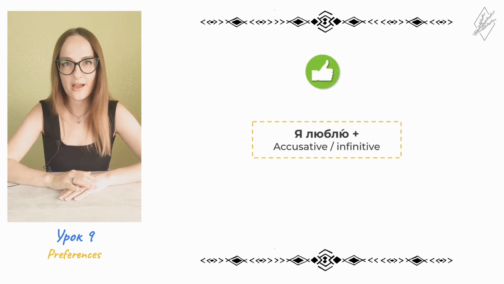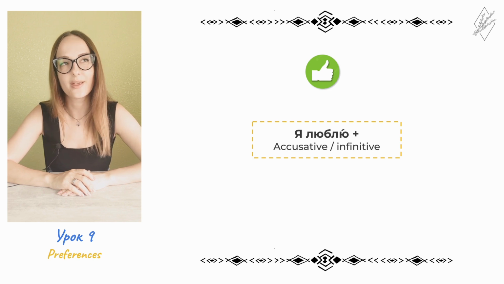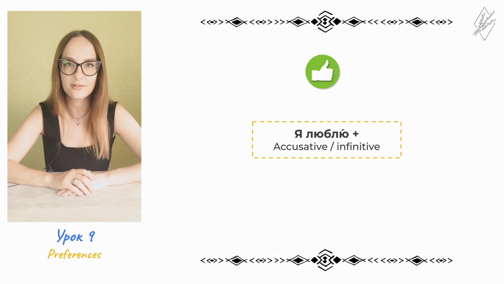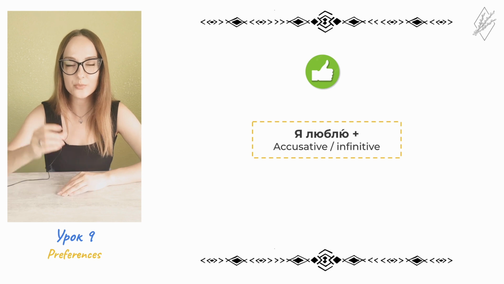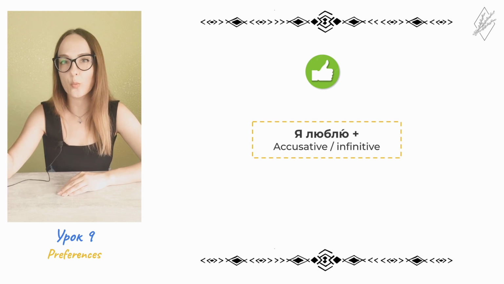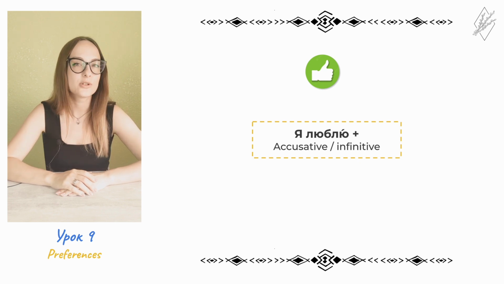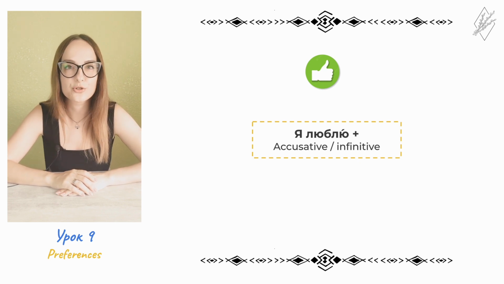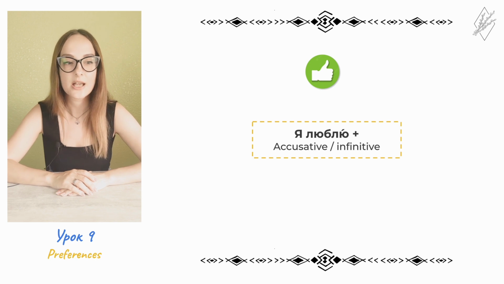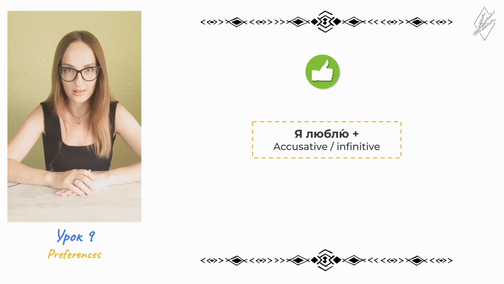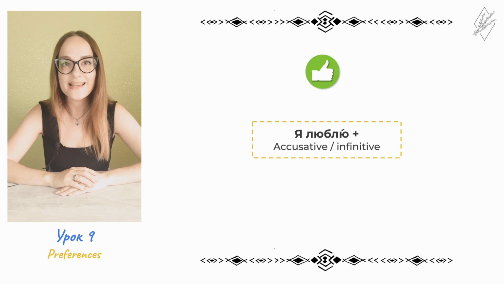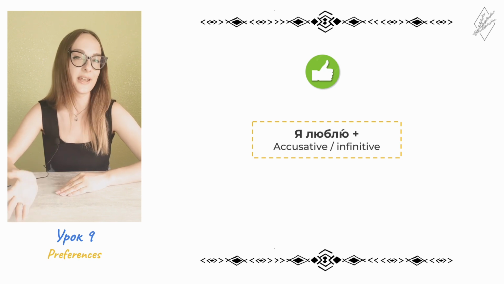This one you probably have heard, it's quite frequent. Я люблю. Я люблю can be used both as I like and I love. I would say that this structure is a little bit stronger than мені подобається. But it can be used for different kinds of subjects, food, activities, and for people as well. We use it with accusative case or again infinitive.